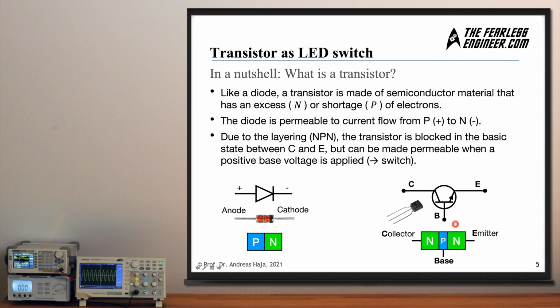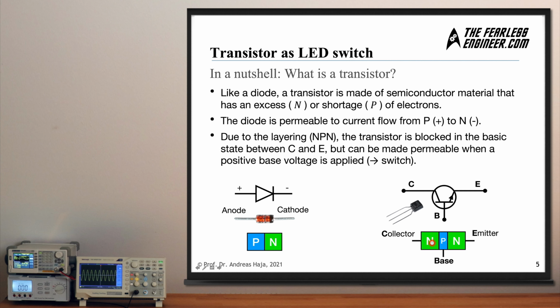On the right side here, you can see the transistor, which is nothing more in principle than several of these negative and positive layers connected to each other. In the case of the NPN transistor, we have two N's on the left and right and a P in the middle, which is the base. Here's the circuit symbol, which we have discussed on the previous slide.